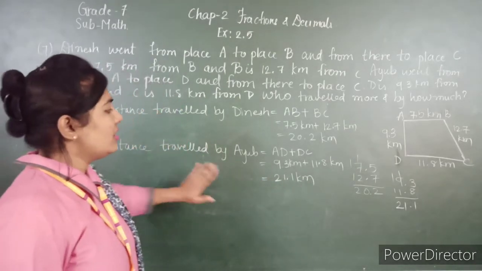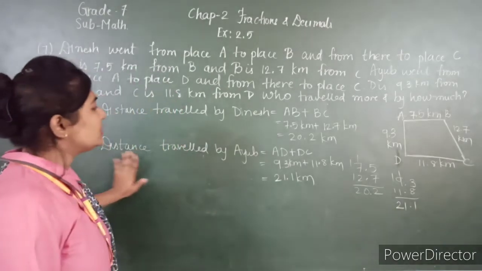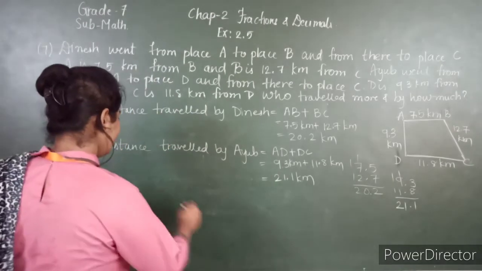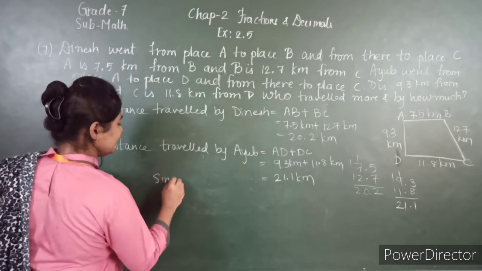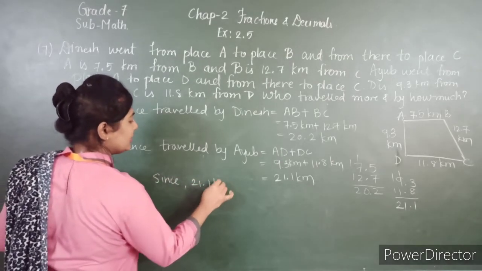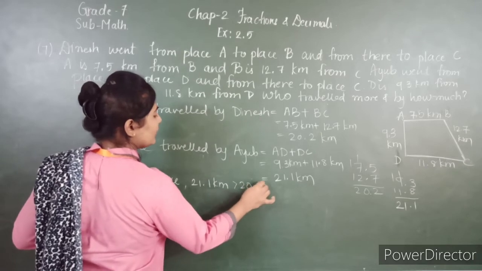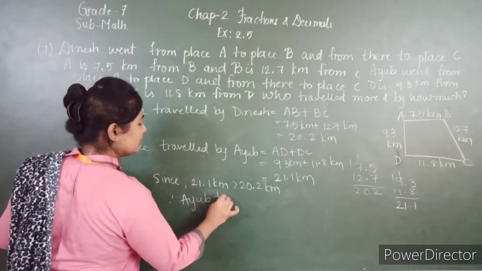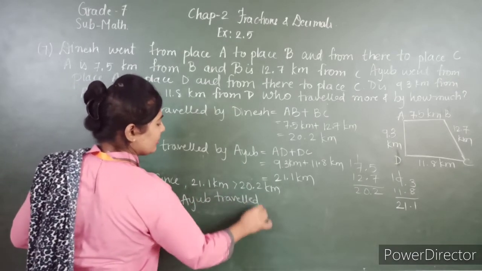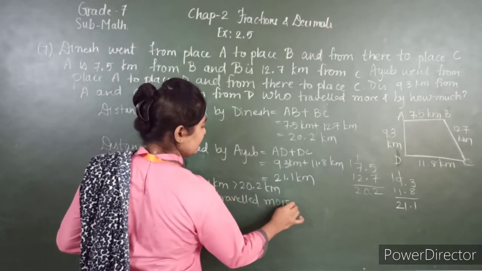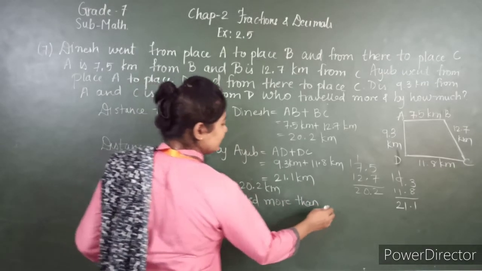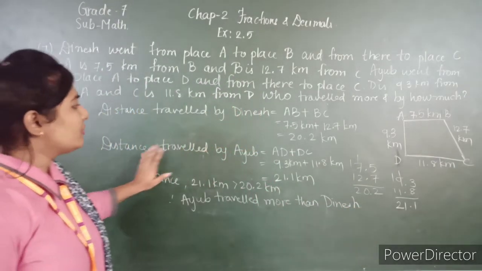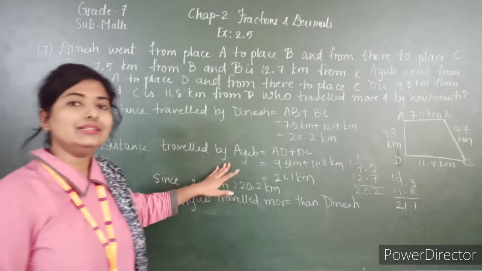So from this we can conclude that Ayub travelled more than Dinesh. So therefore here we have to write, since 21.1 km is greater than 20.2 km, therefore Ayub travelled more than Dinesh. So here from this we can conclude that Ayub travelled more than Dinesh.